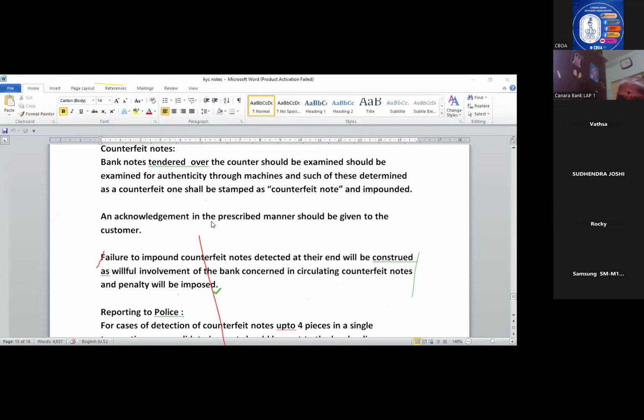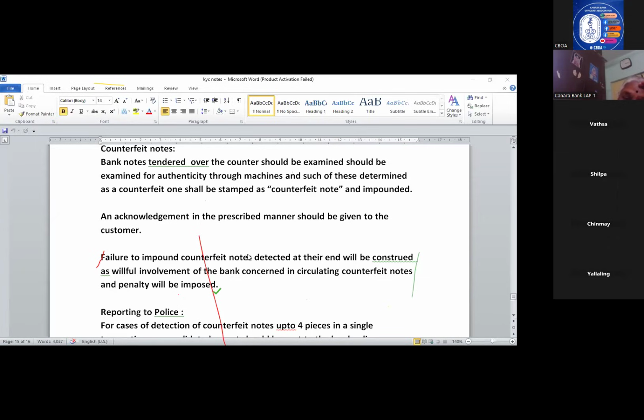Other than the KYC report, you have to prepare a monthly report that this particular day from this customer, we have received 1 note. This particular day, this customer, we received 2 notes. Up to 4 notes, you can just prepare a report. Which day, which customer, how many notes. Up to 4 notes, it is only a monthly report to be submitted to the local police.